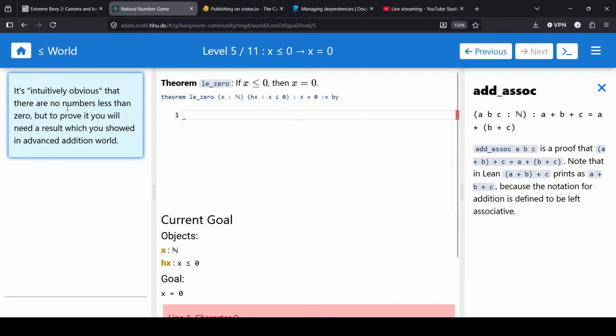It's intuitively obvious that there are no numbers less than 0, but to prove it, you'll need a result which you showed in Advanced Addition World.